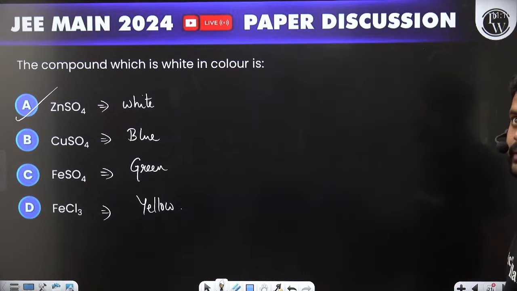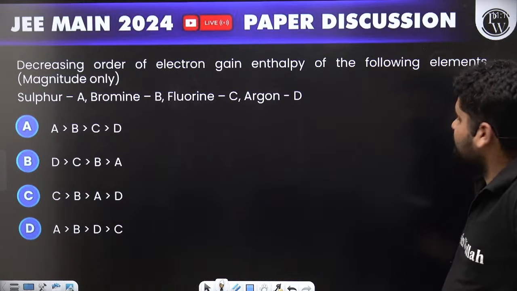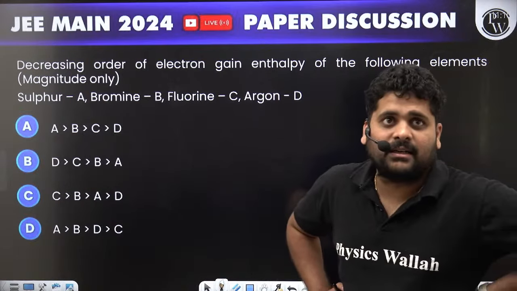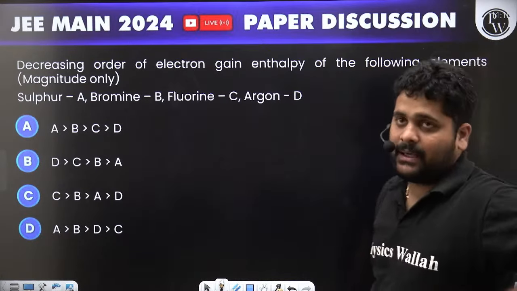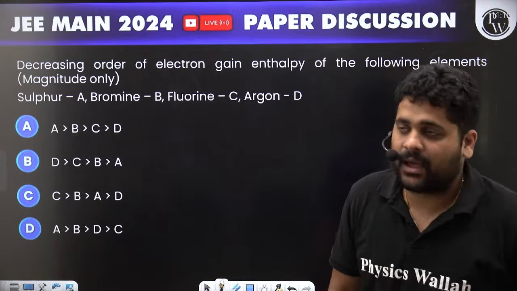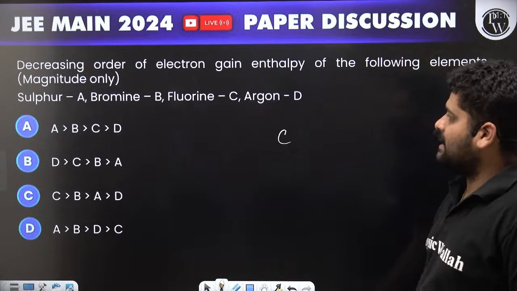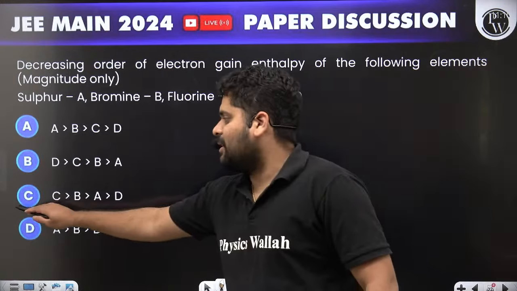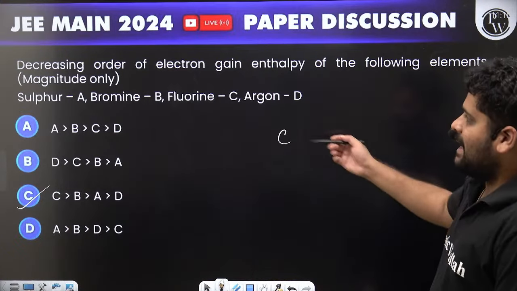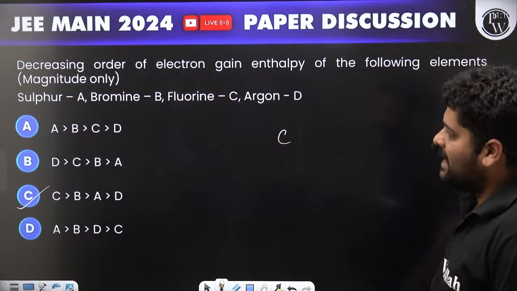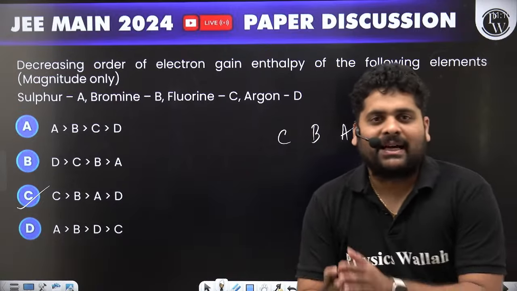Now, moving on to the next question. Arrange in decreasing order of electron gain enthalpy the following elements, just the magnitude, okay? Which has the highest value of electron gain enthalpy? It is not asking about the negative sign, only the magnitude. Among all these, fluorine has the highest electron gain enthalpy, so your answer should start with C. You have only one option that starts with C. Simple, okay. So we have C, and then after fluorine we have bromine, sulfur and argon. CBAD, okay, right?